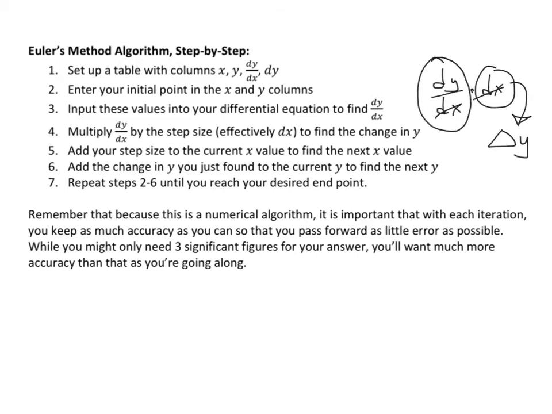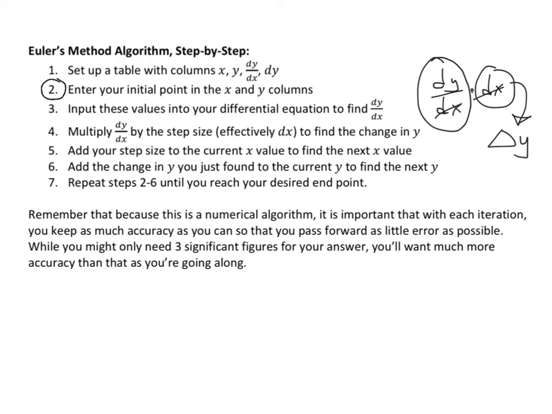Okay? So we've got this change in y. We have this idea of how much that y value is going to change if I follow that slope line. And so the next thing we do is set up to repeat this process. You'll take your step size and add it to the current x value and put that in the next line of your chart. Then you'll add the change in y that you just found to your current y value, and you use that to find the next y value. At this point, you have your new x and your new y, and you go back up to step 2 to repeat the process again.